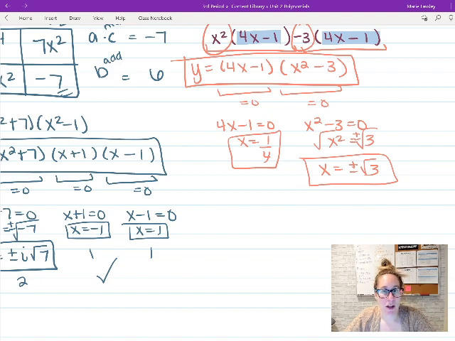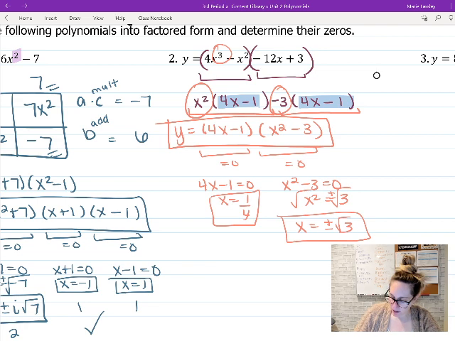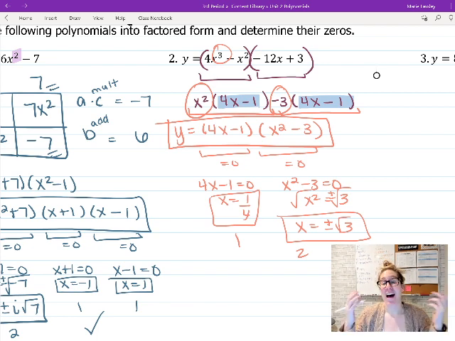Again, we want to make sure that we have all the zeros we're supposed to have. So I look at the degree of my polynomial. It was a degree of 3, which means I should have 3 zeros total. This is 1, and then plus or minus root 3, that is 2. 1 plus 2 is 3. We have all of our zeros. We're good. We are done with that problem.